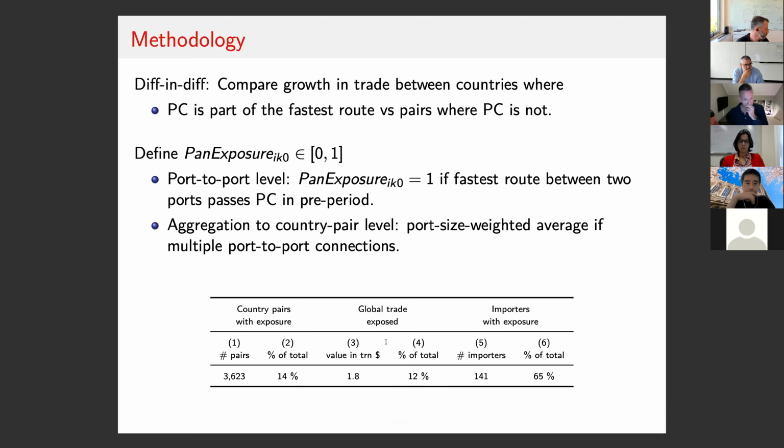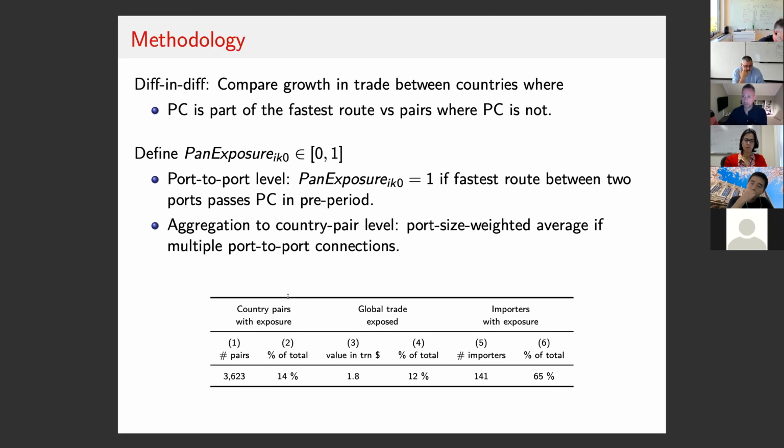Okay, so the reduced form methodology is going to be very simple. I'm just going to compare trade. So now I'm using trade data, not AIS data. And I'm looking at the growth in trade between countries that are using the Panama Canal and countries that are not using the Panama Canal. And I'm taking that information, use the Panama Canal, from the route planner, right? That's where the route planner comes in.